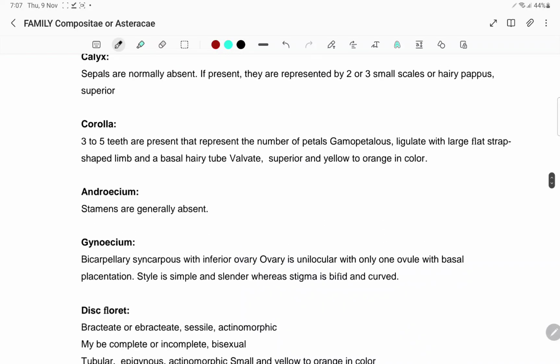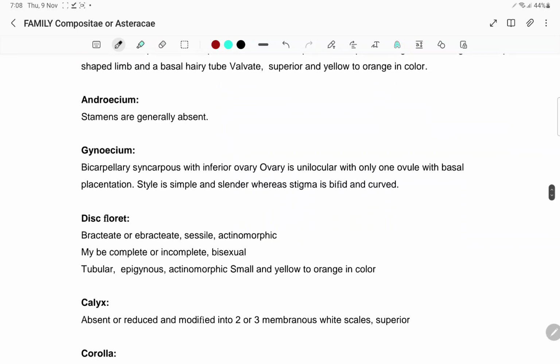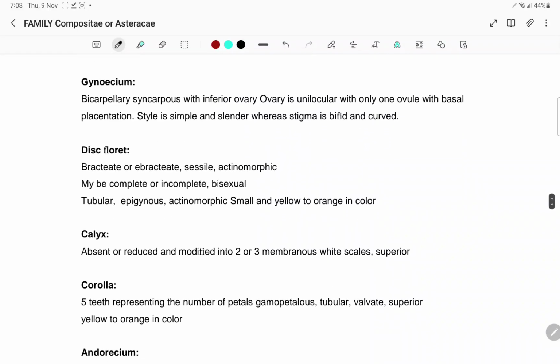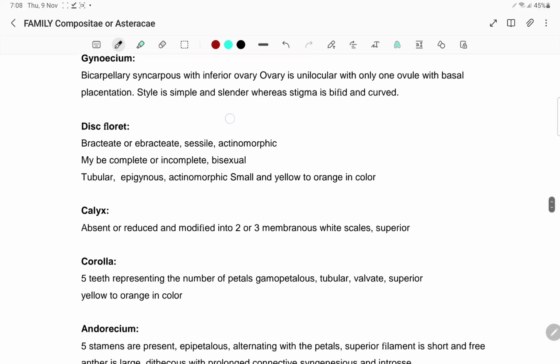Calyx: sepals are normally absent. If present, they are represented as 2 or 3 small hairy pappus and superior. Corolla: 3 to 5 petals are present, gamopetalous. Ligulate with a large flat strap-shaped limb, basal hairy tube, valvate, superior, and yellow to orange in color. Stamens are generally absent. Gynoecium: we have a bicarpellary syncarpous inferior ovary. The ovary is unilocular with only one ovule with basal placentation. The style is simple, slender, whereas the stigma is bifid and curved.